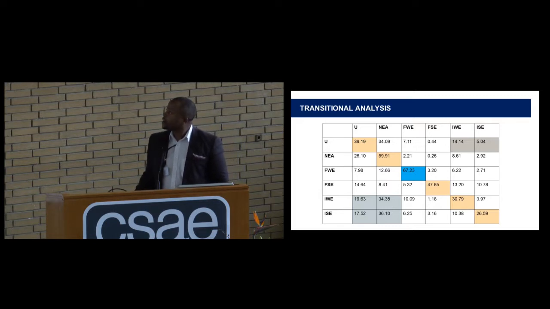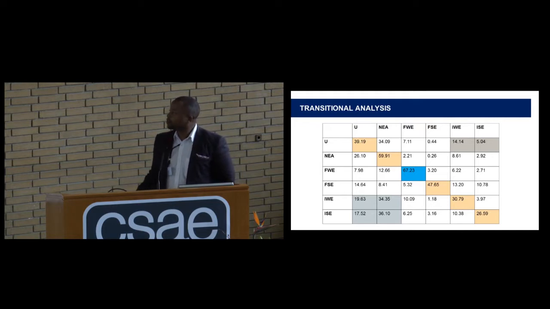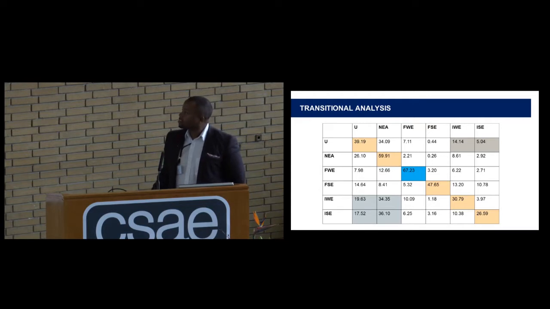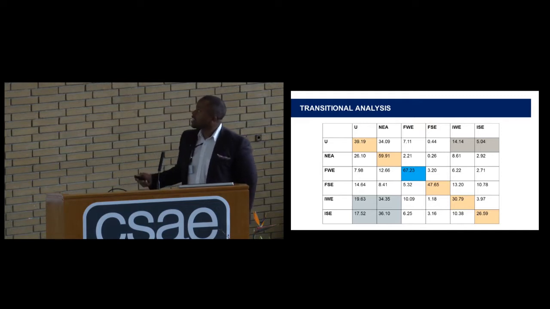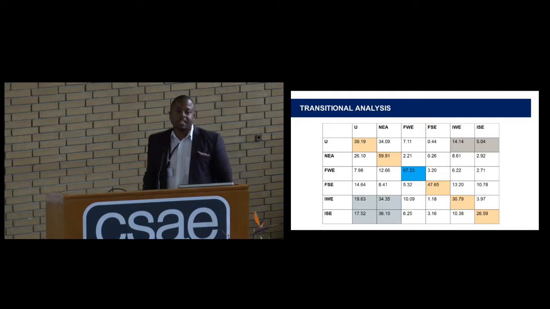The most immobile state is formal wage employment, as we would expect, because those in formal employment would not prefer to leave that sector. And we can see that there's only about 20% of workers who move from unemployment to informal employment. That includes informal wage employment and self-employment. And only 5% of workers move from unemployment to informal self-employment, which is a reflection that there are barriers to entry.